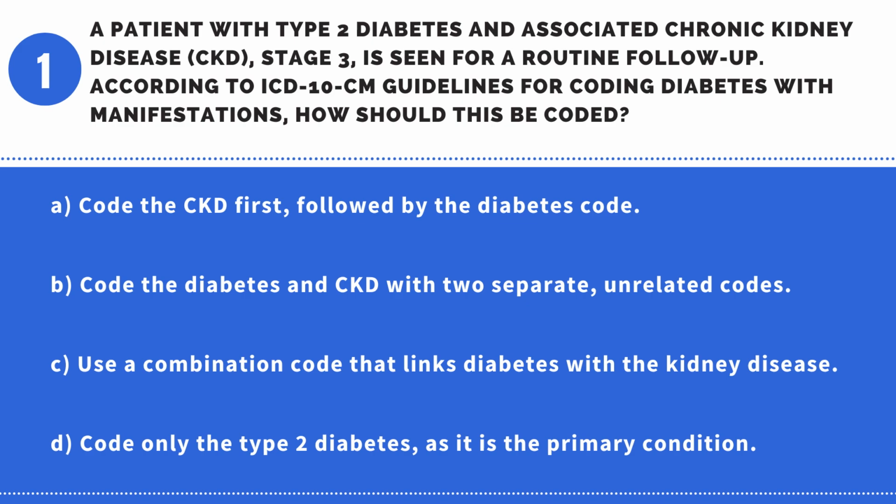Question 1. A patient with type 2 diabetes and associated chronic kidney disease, CKD, stage 3, is seen for a routine follow-up. According to ICD-10-CM guidelines for coding diabetes with manifestations, how should this be coded? A. Code the CKD first, followed by the diabetes code. B. Code the diabetes and CKD with two separate, unrelated codes. C. Use a combination code that links diabetes with the kidney disease. D. Code only the type 2 diabetes, as it is the primary condition.